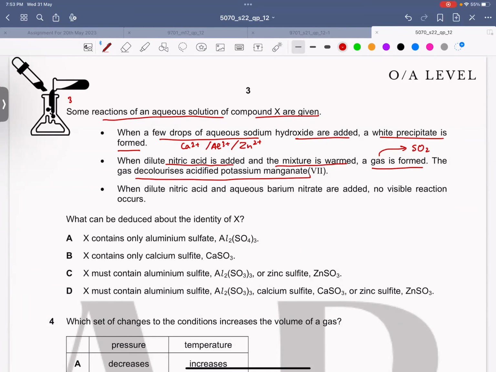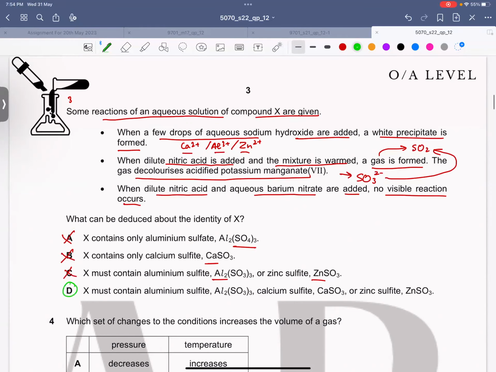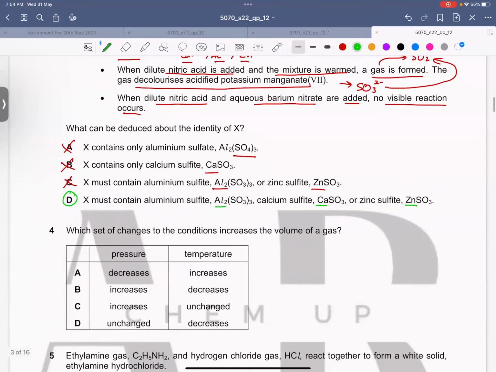When dilute nitric acid and aqueous barium nitrate are added, no visible reaction occurs. So sulfur dioxide gas is forming, which indicates that the substance contains sulfite ions, SO3 2-. So here sulfate, A, goes wrong. As we have discussed, it can be calcium, aluminium, and zinc, and here calcium is only given. And if you see, just aluminium and zinc are given, so C goes wrong as well. So your correct answer is the one that contains all three cations: aluminium, calcium, and zinc. Yes, sir.